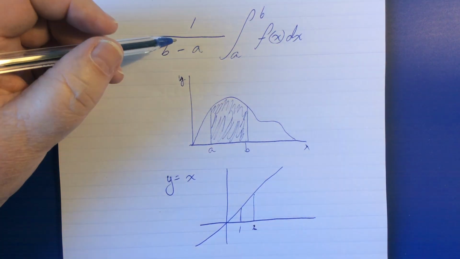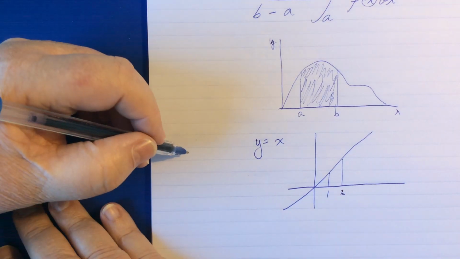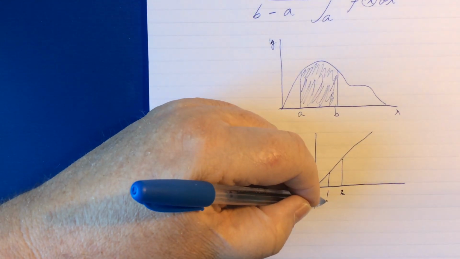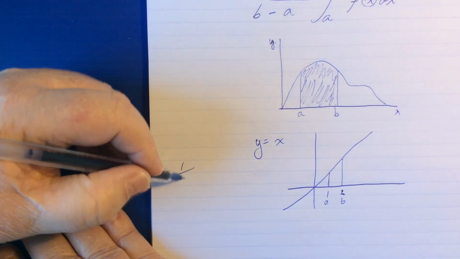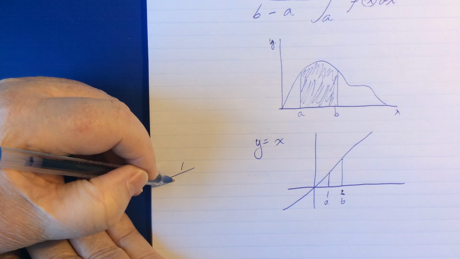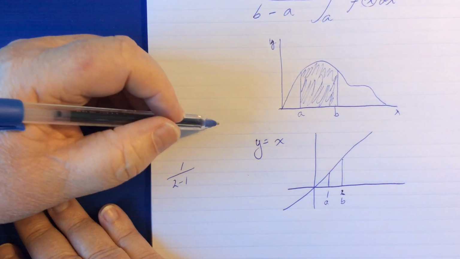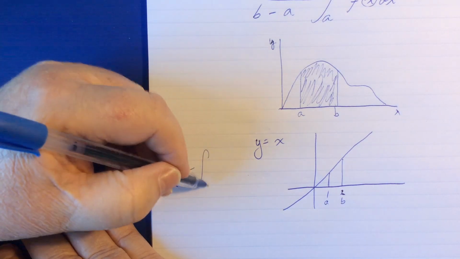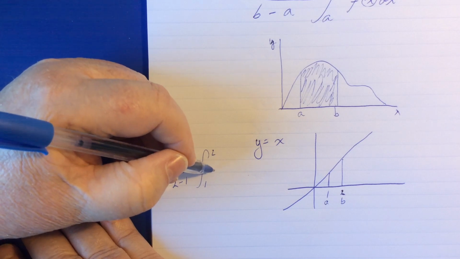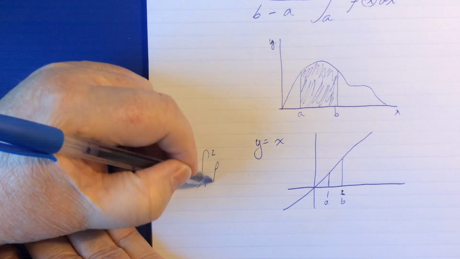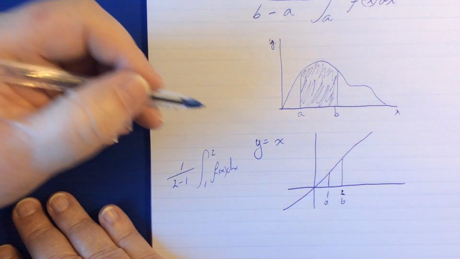Okay, so what do I do? Well, I'll do this just off to the left here. So that's A and that's B. So it's 1 over 2 minus 1, so 1 over 1, times the definite integral from 1 to 2 of f of x dx. So f of x is x.